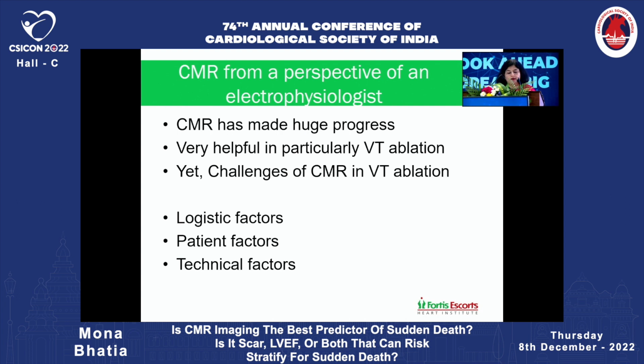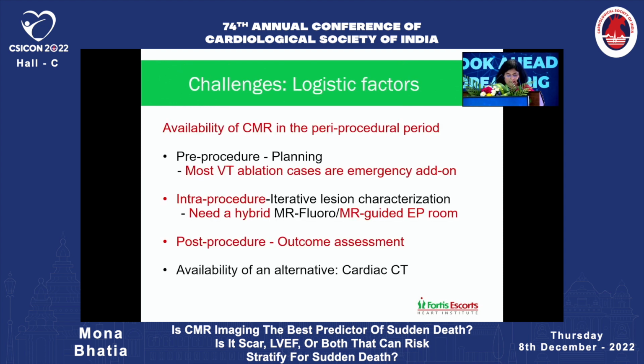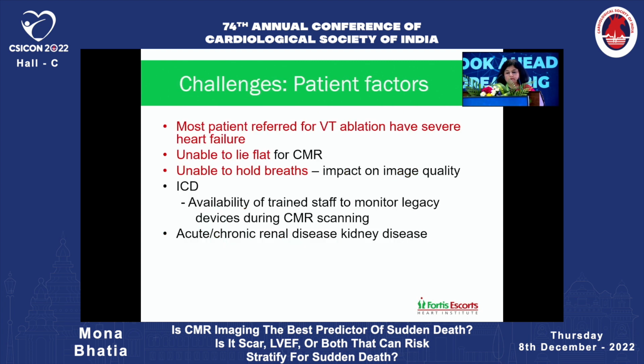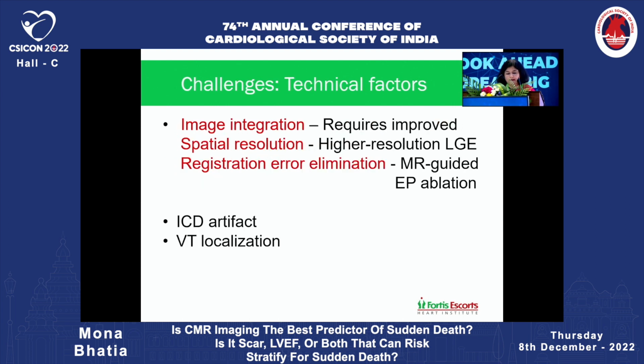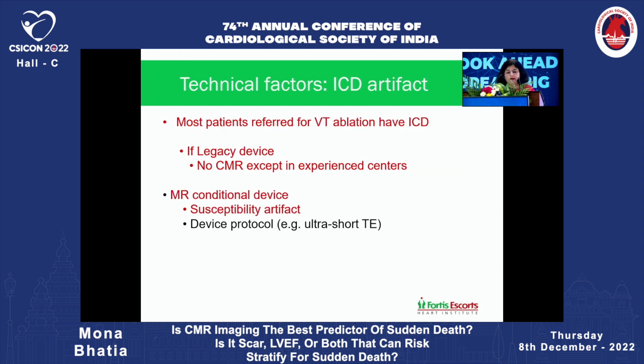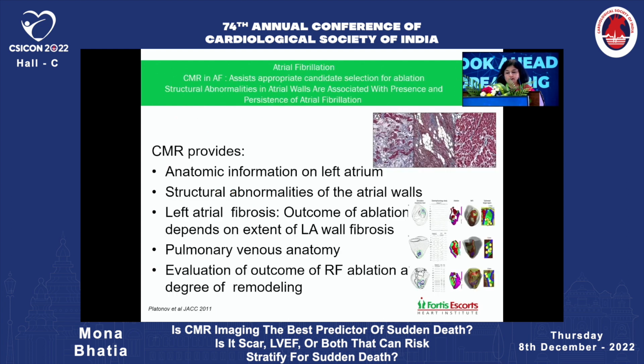It has made huge progress and is very helpful, particularly in VT ablations, and the challenges that exist are the logistic factors, the patient factors, and the technical factors. As far as the logistic factors are concerned, availability is a big problem because most VT ablations are emergency add-ons. Intra-procedure, you need a hybrid MR-guided EP room, and post-procedure outcome assessment. Patient factors are that patients are unable to lie flat and hold their breath. And sometimes you have technical factors such as image integration, spatial resolution, registration. And lots of these patients have ICDs, and ICD artifacts may interfere.